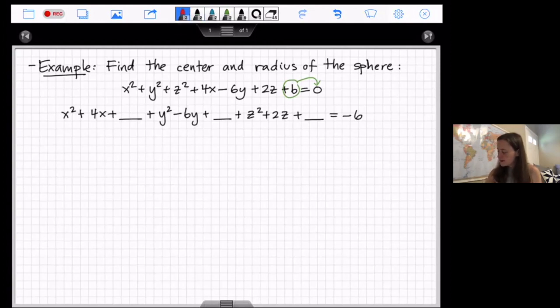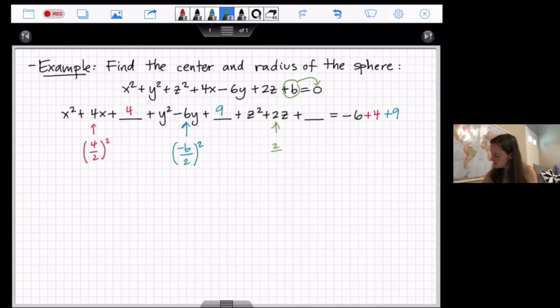Okay, so for the x's, I'm going to take 4 divided by 2 and square it. That's our magic number formula. So that gives me 2 squared is 4. And then I'm also going to add that over on the right. For the y's, -6 divided by 2 squared, that's -3 squared is 9. I'm going to add that over on the right as well. And then for the z's, I'm going to take 2 divided by 2 and square it. That gives me 1. And just make sure you add to both sides.